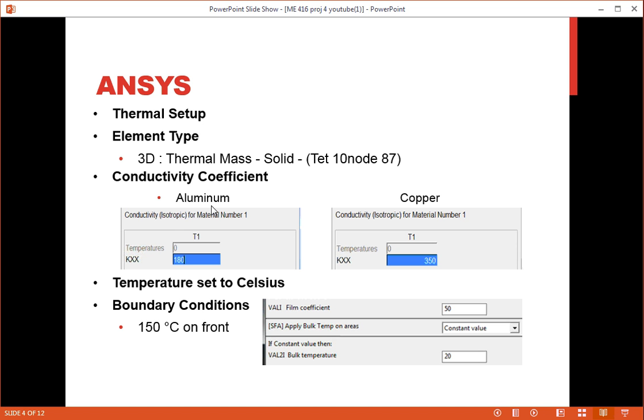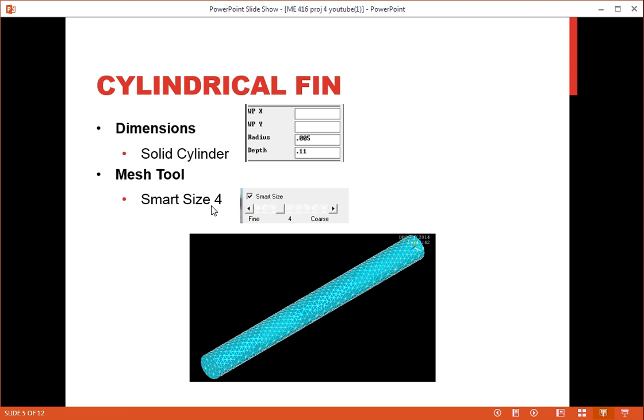We chose a 3D thermal mass solid for our element type, and our conductivity coefficients were the only things that changed between the two different materials. We set our temperature to Celsius, and our boundary conditions are set below, including our H value and our temperature of the atmosphere. For our cylindrical fin, our dimensions are shown above for a solid cylinder, and we did a smart mesh size of 4 as shown below.